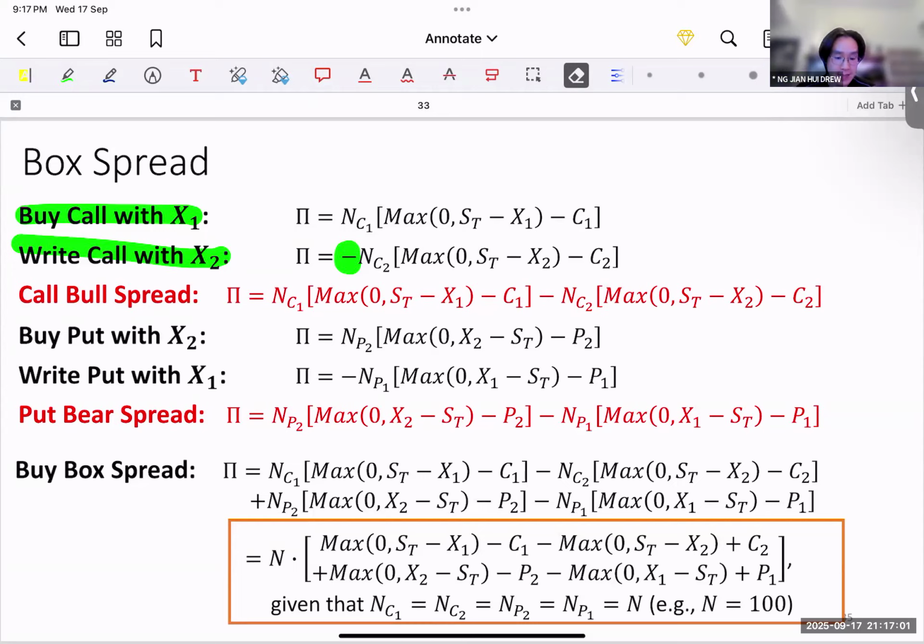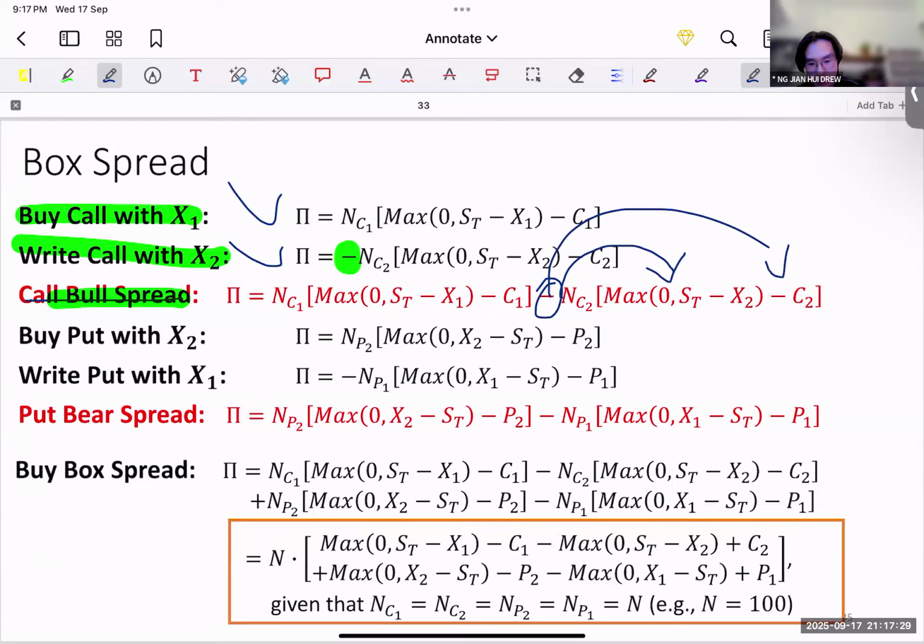So basically what it means is that when you write a call, the position is negative, right? So you're going to have a negative here. And so the combination of the call bull spread strategy is just this minus this, right? Because you are buying a call and writing a call. So there's a minus here. Just want to highlight that these will be multiplied in, because the negative will multiply in.